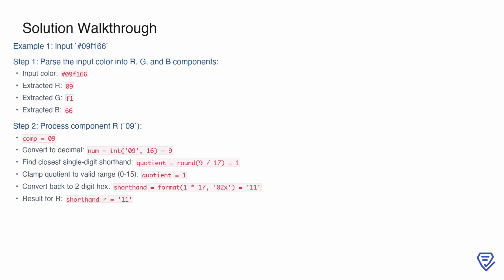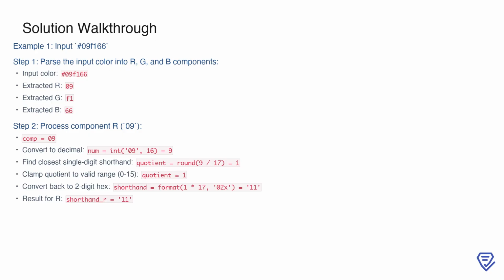Here, we begin with the input color #09F166. The first step is to break this color into its red, green, and blue components. The red component, R, is extracted as 09. The green component, G, is extracted as F1, and the blue component, B, is extracted as 66.